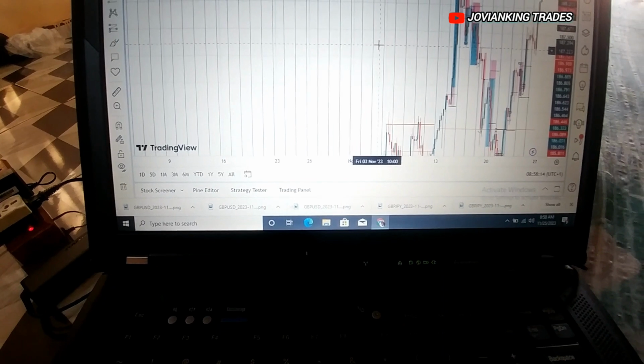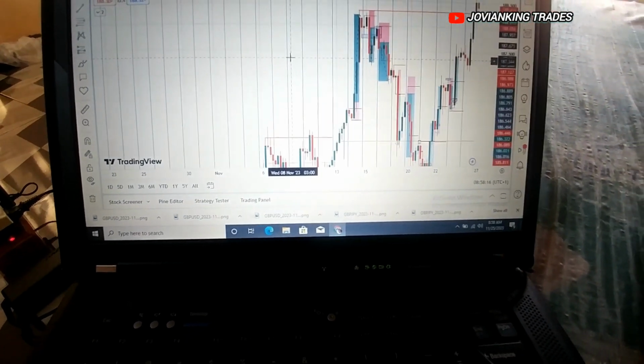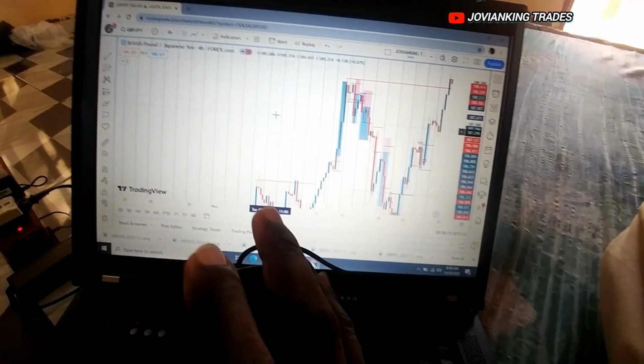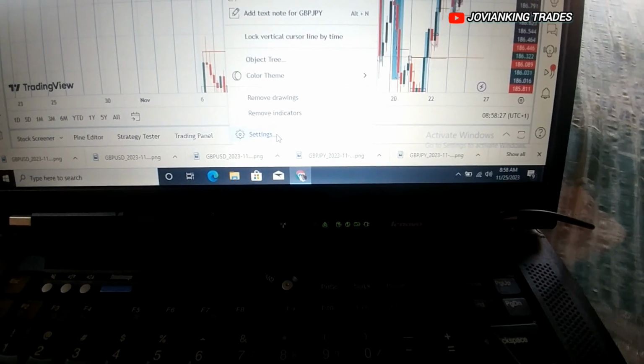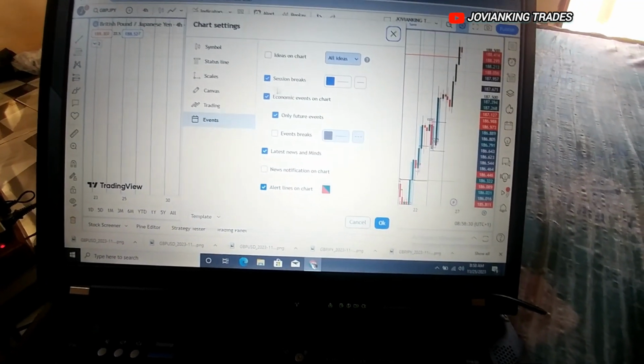Then you can see blue horizontal lines. Now this is how I got the horizontal lines. You right click your mouse here, then you see something like this, right? Then you go down to the settings, click on settings, then you see something like this.